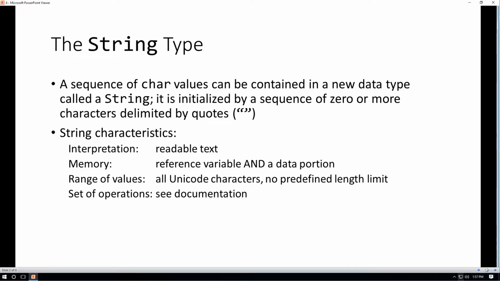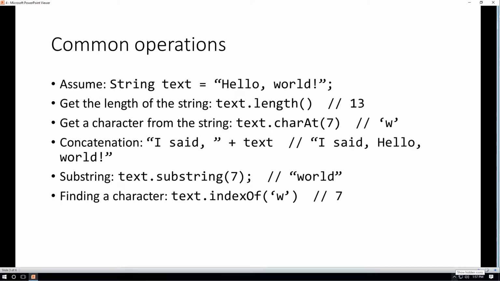The set of operations is extensive. Consult the documentation for a full list. Some common operations are things like getting the length. If we have a string called text and we assign it the value "hello, world", we would say that the length of the string is 13, 10 letters and 3 punctuation marks.